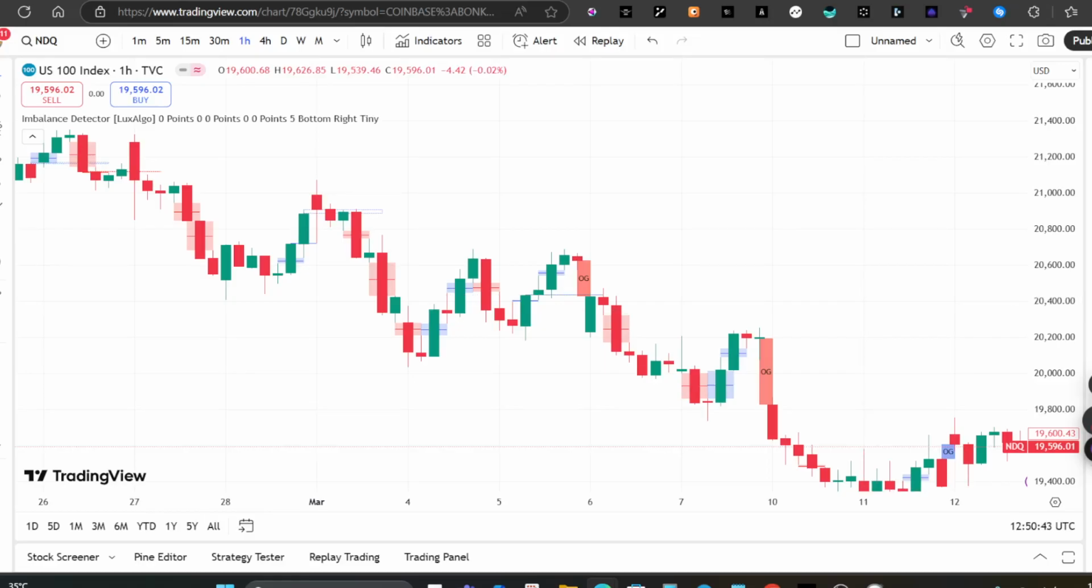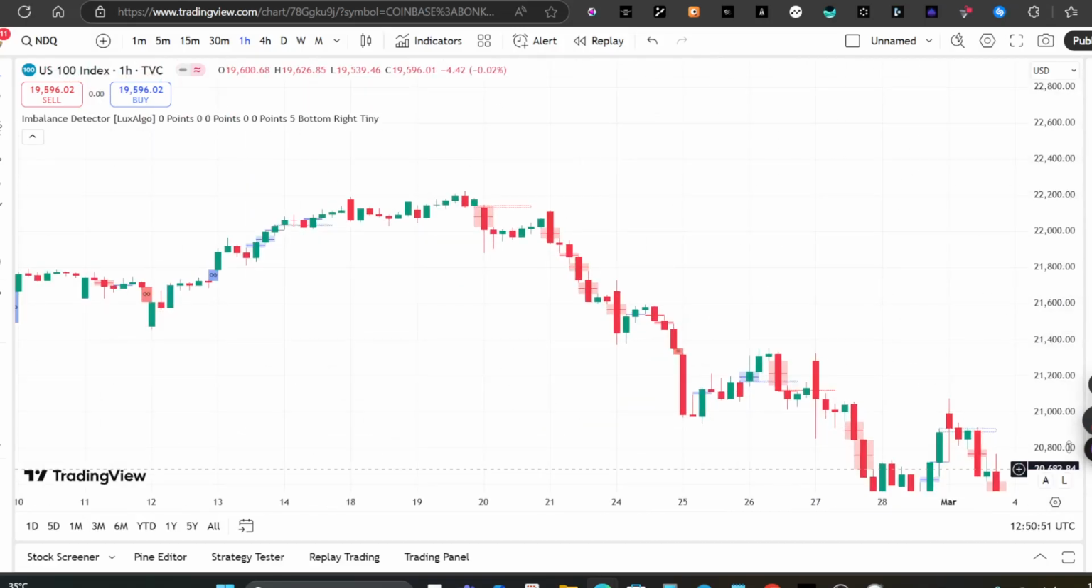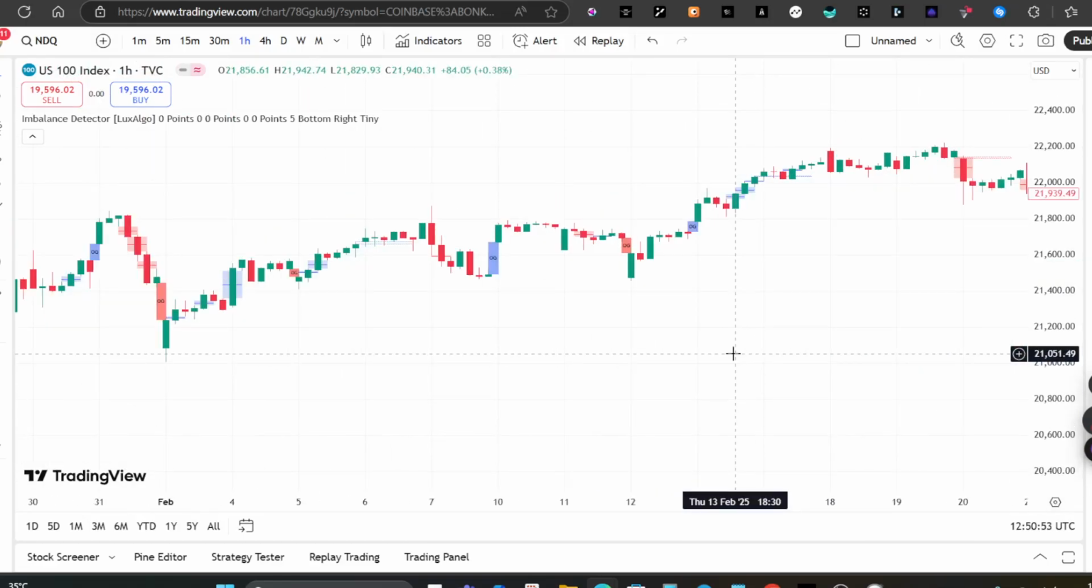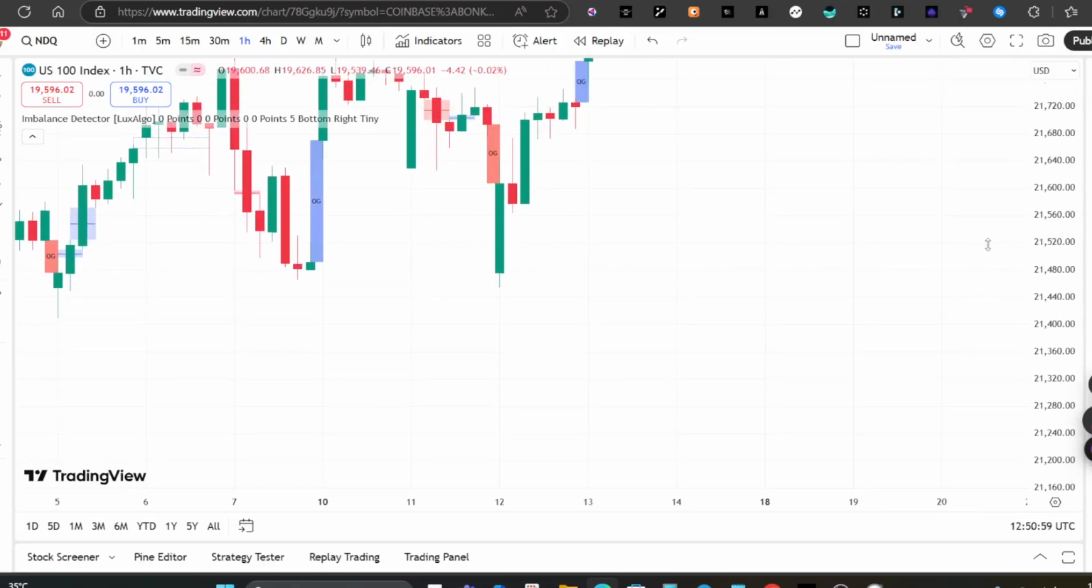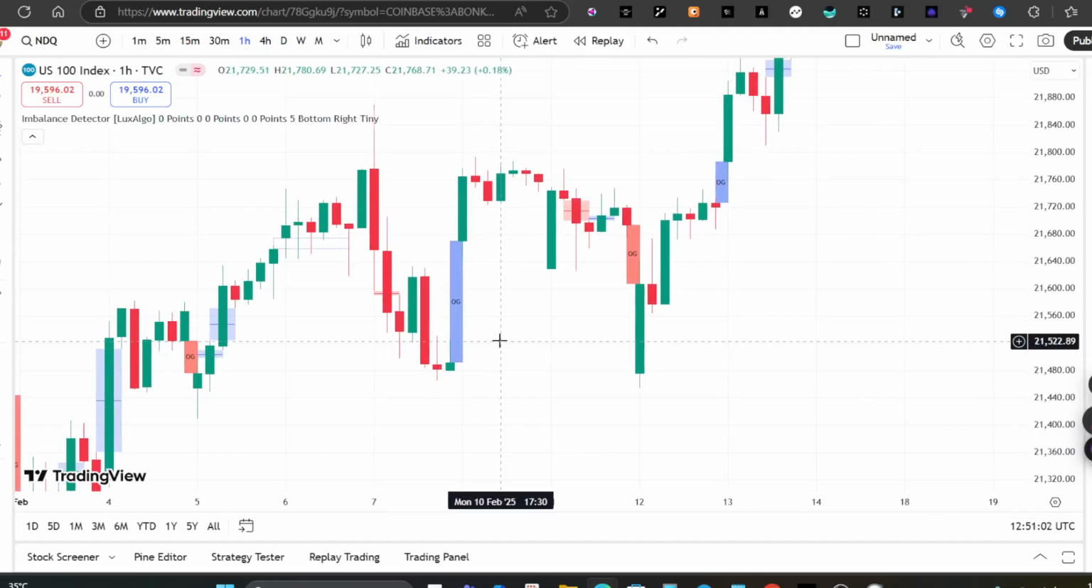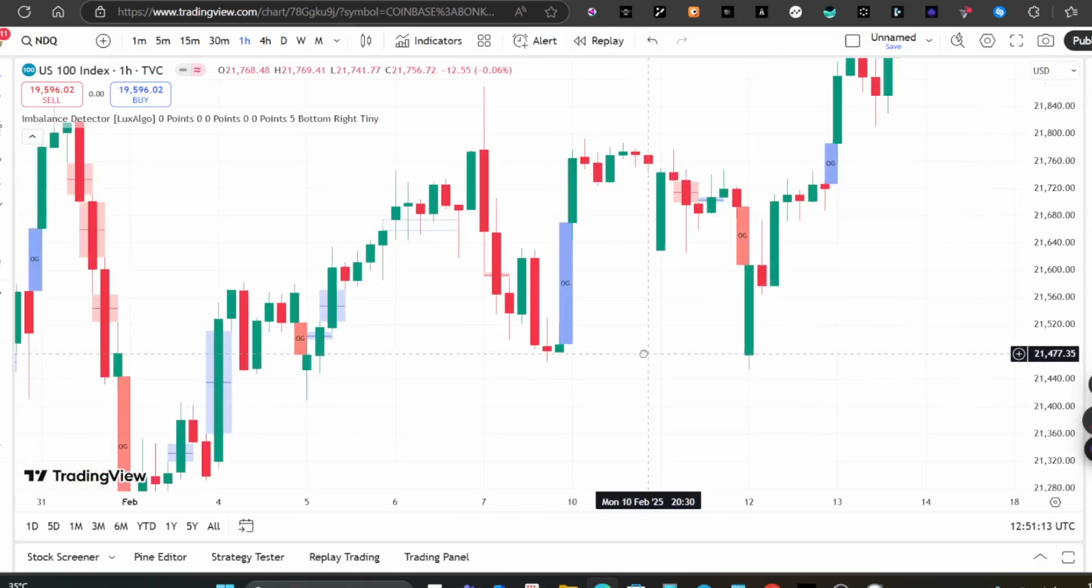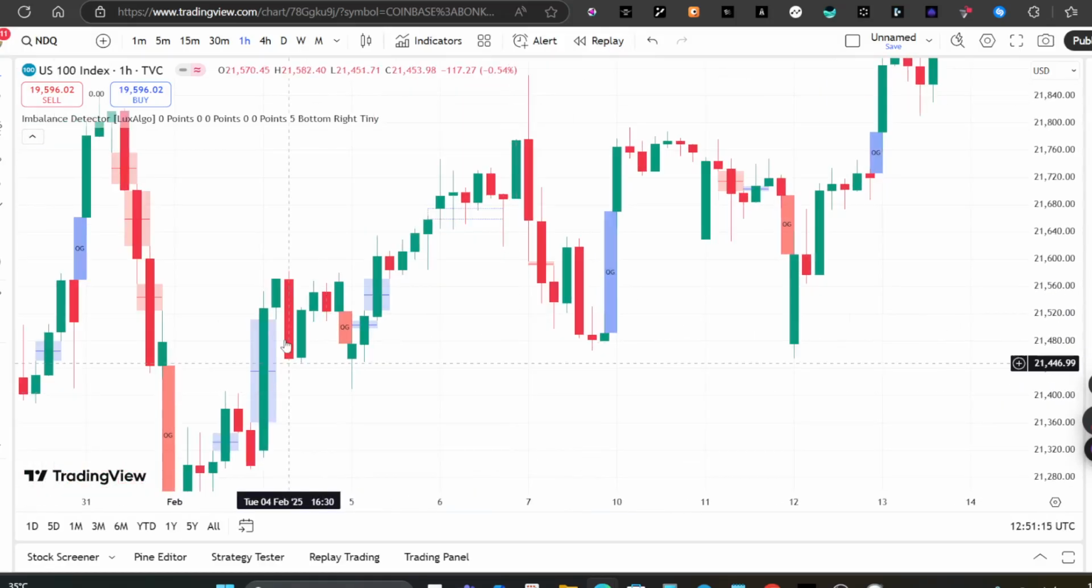Now, let us talk about how to trade market imbalances. The first strategy is the imbalance refill trade. When price leaves an imbalance behind, there is a high chance it will return to fill that gap before continuing its trend. So you mark out the imbalance zone and wait for a price retracement. You can see an example here. Look at this imbalance zone. You can see that price eventually came back down.